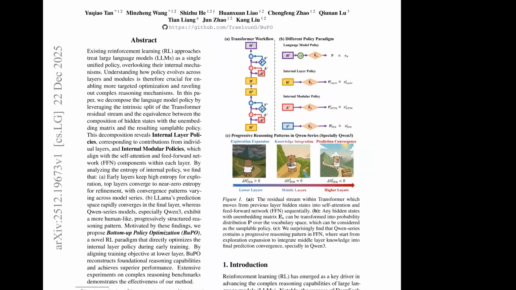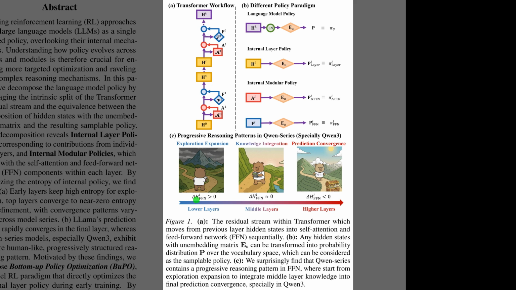Figure 1 explains why the authors treat a transformer as many policies, not one. The full diagram lays out 3 ideas: a residual stream pipeline, a way to turn any hidden state into a token distribution, and a staged reasoning pattern. The left panel shows hidden states flowing through self-attention and the feed-forward network inside each layer. The right panel shows unembedding, meaning mapping hidden states back into vocabulary probabilities so they become sampleable policies. The bottom cartoon summarizes Qwen-style progression from exploration to convergence across layers.